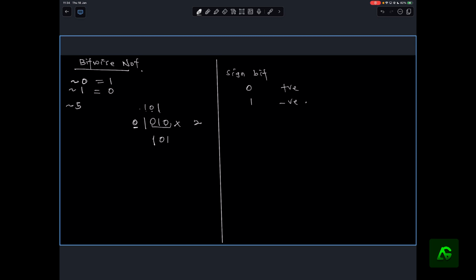So since it's positive number you are dealing with, what you need to have in mind is that you add 1 to its binary form. So if I should add 1 to this, I will get the negation of 5, like the bitwise not of 5. So what is 1 plus 1 in this case? 0 carry 1.